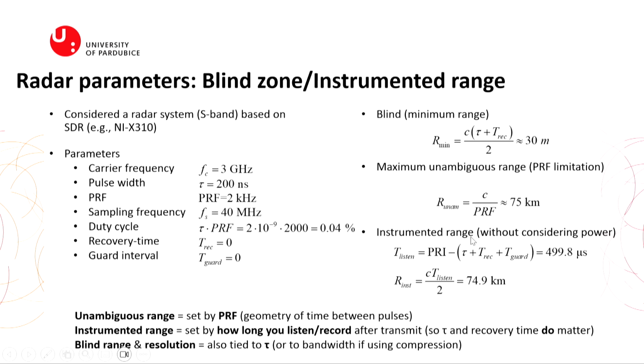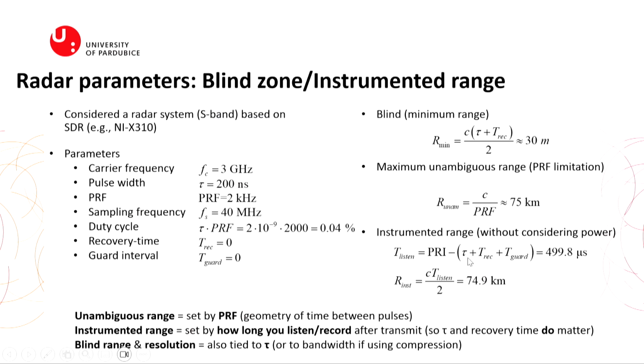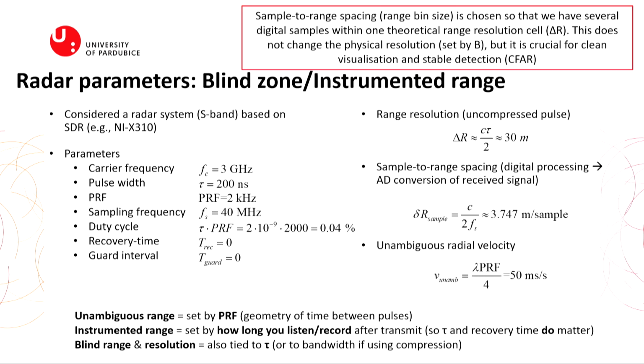So what is the instrumented range? It is the listen time, and it is PRI minus tau plus T-res, and the guard interval, but this is 0, so it is almost 500 microseconds, so it is 4.9 kilometers, for example. So it is clear that it is almost like the unambiguous range, because this 30 meters is not so big a limitation, but it is in theory.